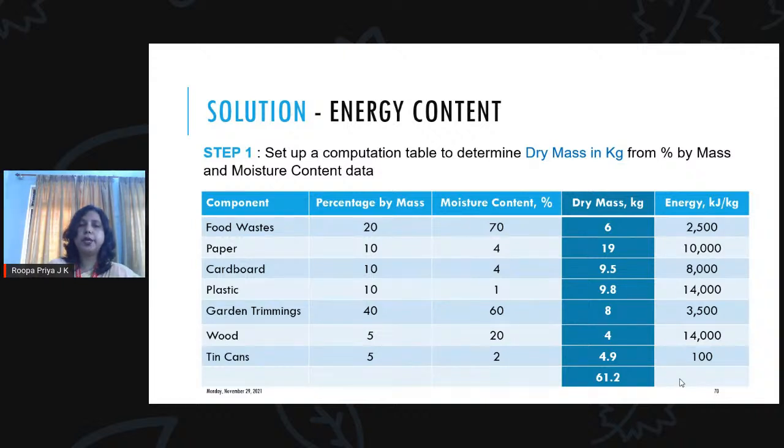According to this question, each and every component has a dry mass. For example, food waste has a dry mass of 6 kgs, paper has 19 kgs, cardboard has 9.5 kg, plastic has 9.8 kgs, garden trimmings 8 kgs, wood 4 kgs, tin cans 4.9 kgs. This is based on the calculation of dry mass in kg. And the total dry mass in kg, according to this calculation, is 61.2.